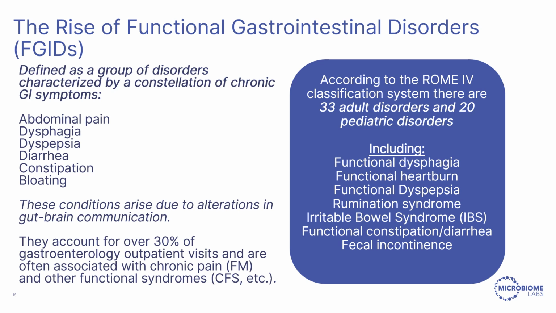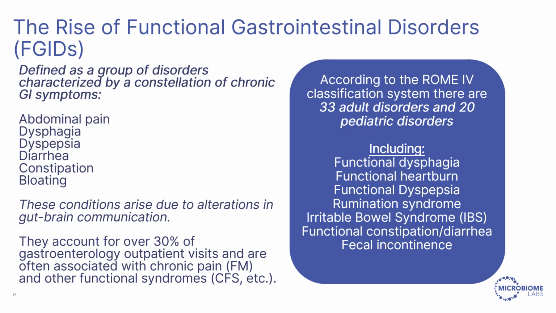I've taken the time to highlight the importance of this bidirectional communication and the impact that the vagus nerve has because of the rise of functional GI disorders. Now, these are disorders that are defined as a group of syndromes that are characterized by a specific blend of chronic GI symptoms. These symptoms usually include abdominal pain, dysphagia, dyspepsia, diarrhea, constipation, and bloating.